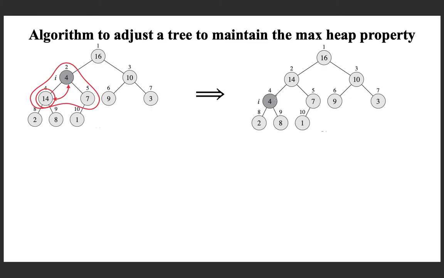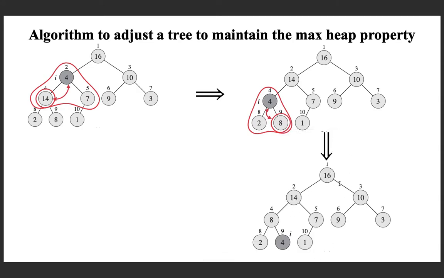Now the problem may arise in this node, because now you have a new value here. So you can apply the same algorithm at this node, and if you do that, you will look at this subtree, and among these two you will find 8 as the largest, and after that you will interchange these two. And you will get this tree, and you can verify that now the entire tree is satisfying the max heap property.